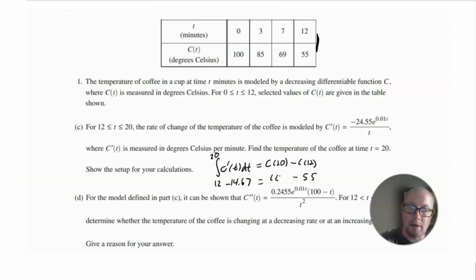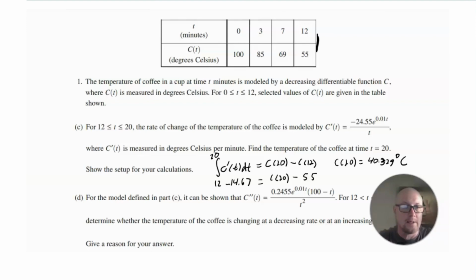So that's going to give us a nice way to figure out what the temperature is at 20, so we can figure out what c of 20 is. So what we would do is we would just go to our calculator. I already entered the definite integral. Now I'm going to add 55 to both sides to solve for c of 20, and I get c of 20 is equal to 40.2329 degrees Celsius. Okay?